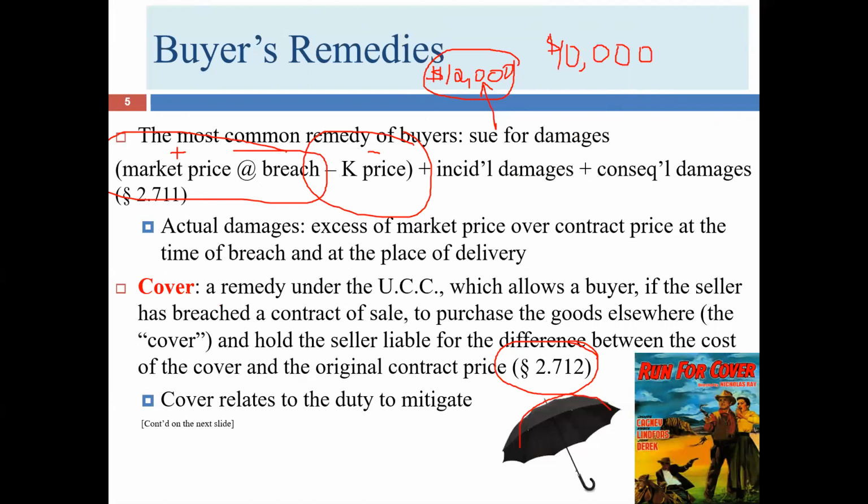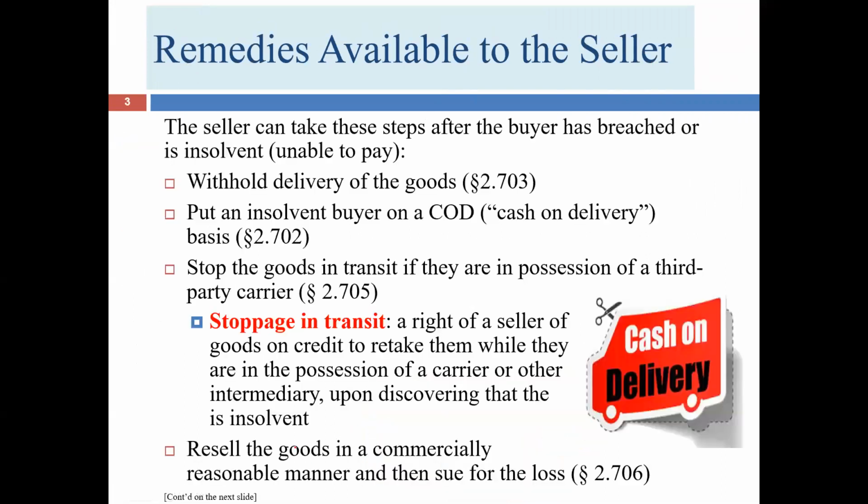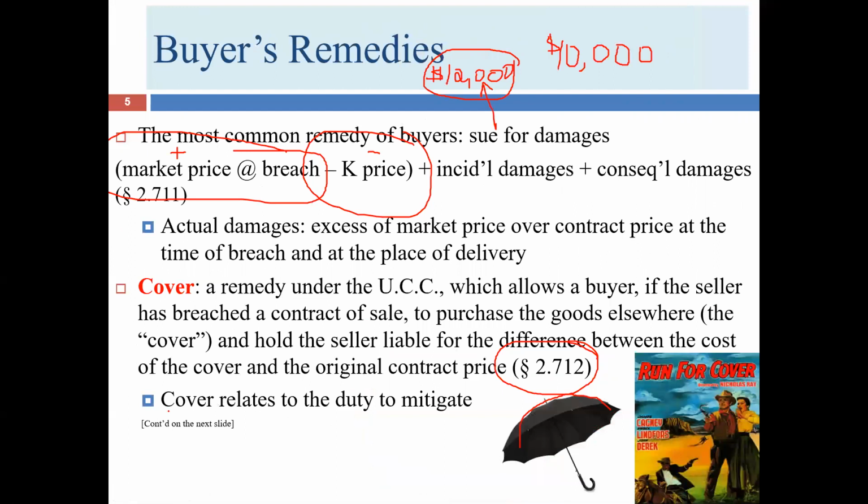Now, this cover idea is very similar, as you probably noticed, to the idea of suing for damages as calculated. It's more accurately resell. Sorry, this is the one that we want to look at: reselling the items for a commercially reasonable price and then suing for the loss. The duty of mitigation fits here too. So if I'm seeking cover, I can't go out and buy the most expensive item ever.